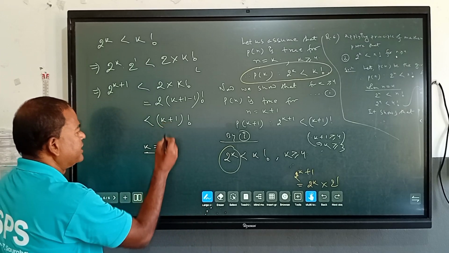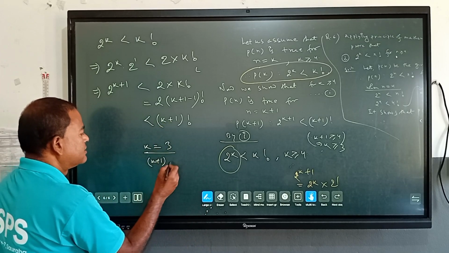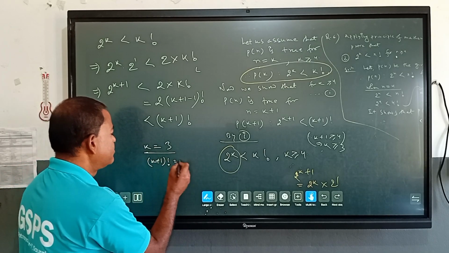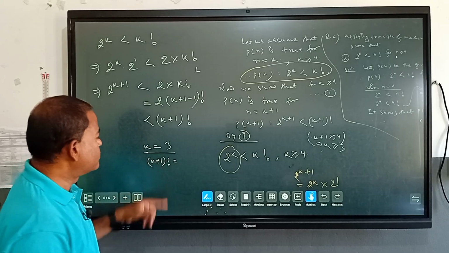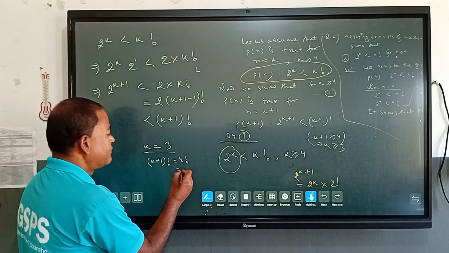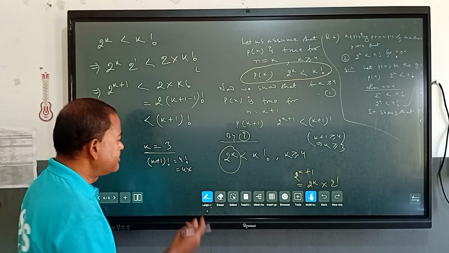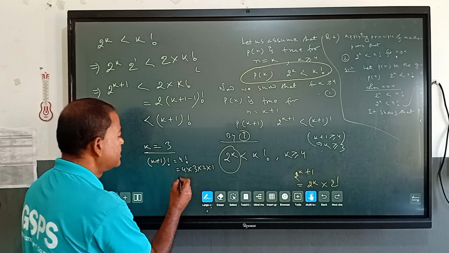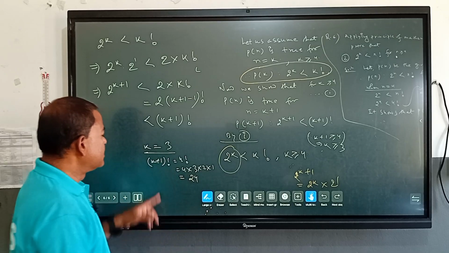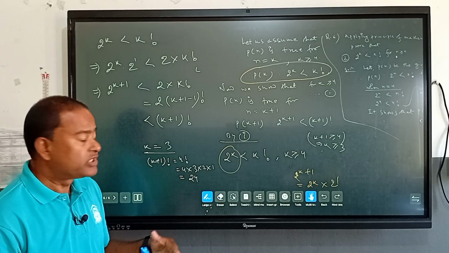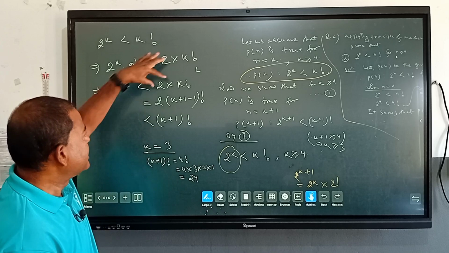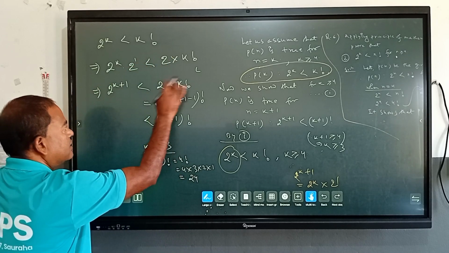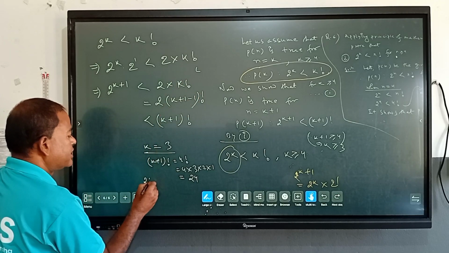So if we put the value of k as 3, then the value of k plus 1 factorial will be 3 plus 1, which is 4 factorial. And 4 factorial means 4 times 3 times 2 times 1, that means we get 24. The value of k plus 1 factorial is 24 when we take the value of k as 3. And let's put the value of k as 3 on this expression also, 2 times k factorial.